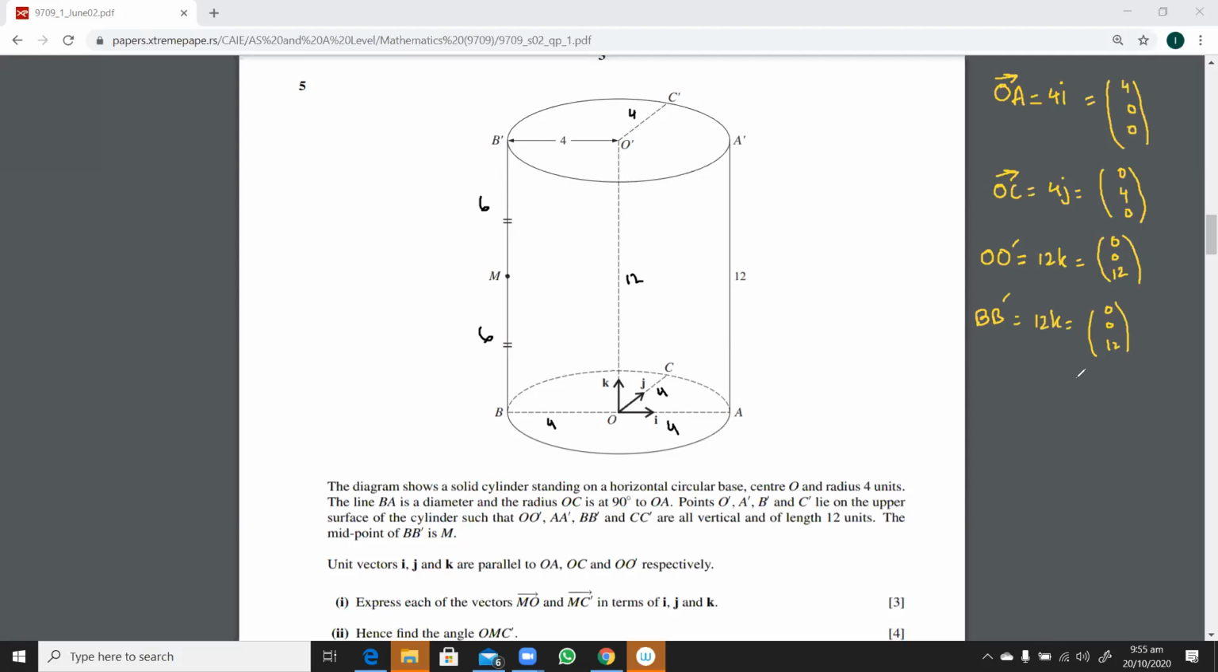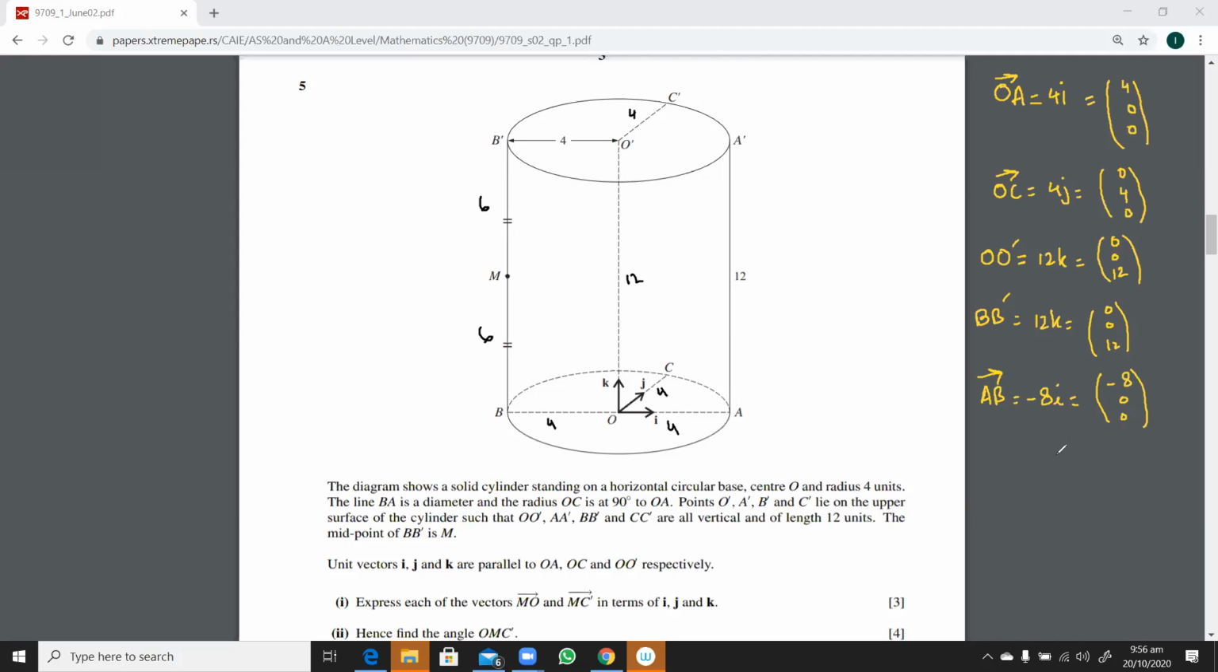Can someone tell me what is AB? Yes, it's minus 8i. Very good. I believe the same person is telling again and again. If someone gives an answer, try to be quiet next time and let someone else speak up. Okay, this is minus 8, 0, 0.